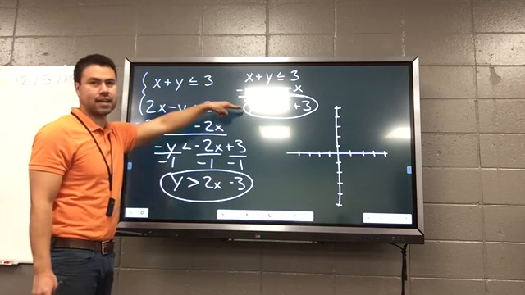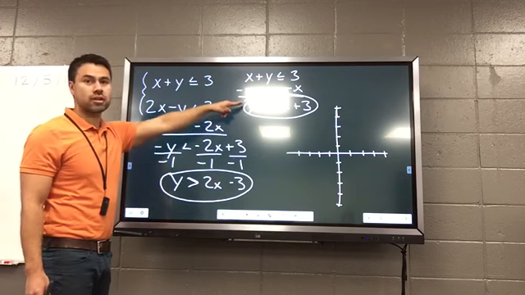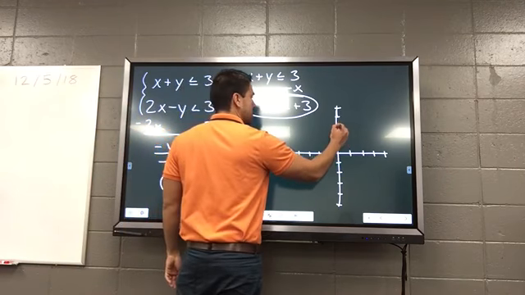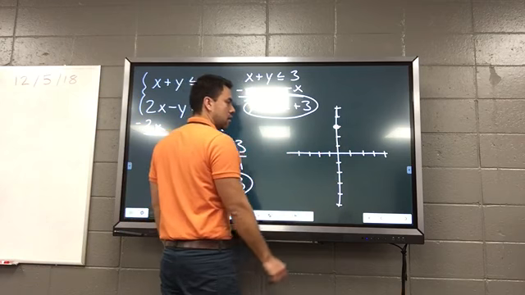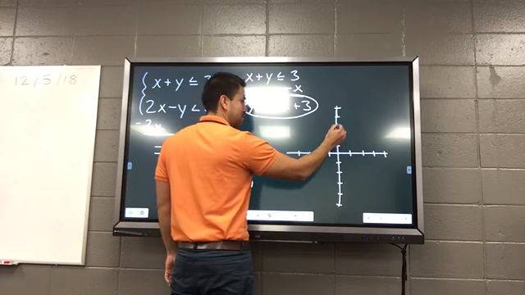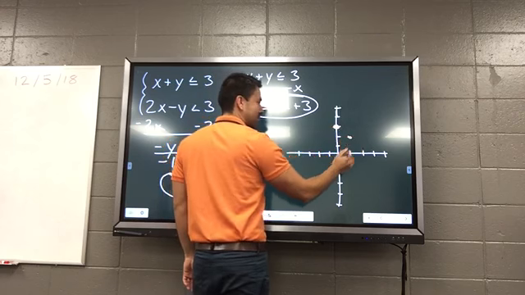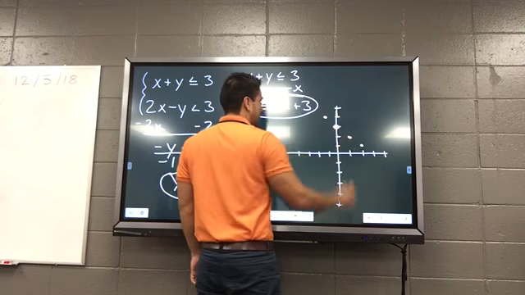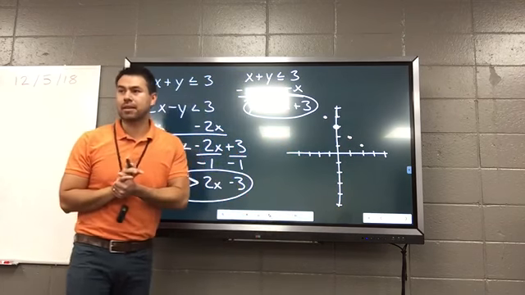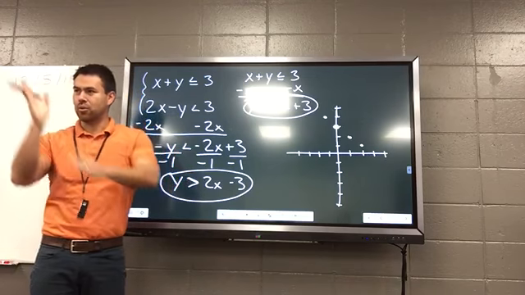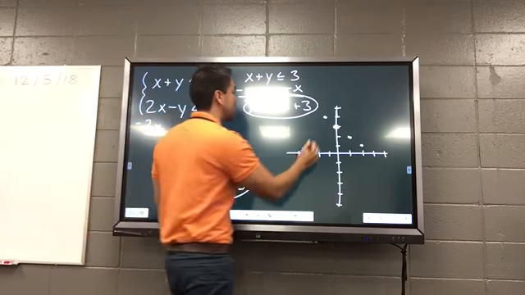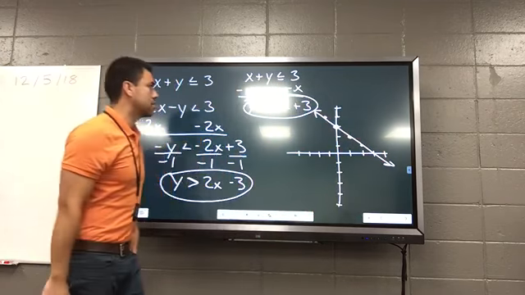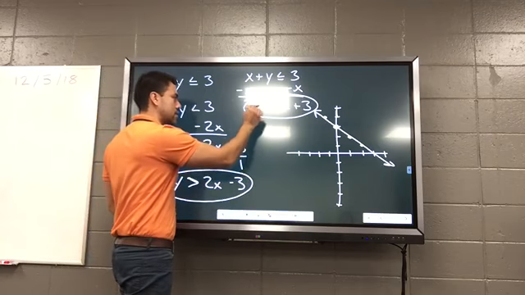Caroline, the first line. How would you start that one? We start at 3 on the y-axis, and then go down 1 over 1. Or you can go up 1 over 1. Okay, and what kind of line will that be? Solid or dashed? Solid. Why, Caroline? Because it's greater than or equal to, it has the equal sign. Good, the equal to sign, so that's solid.